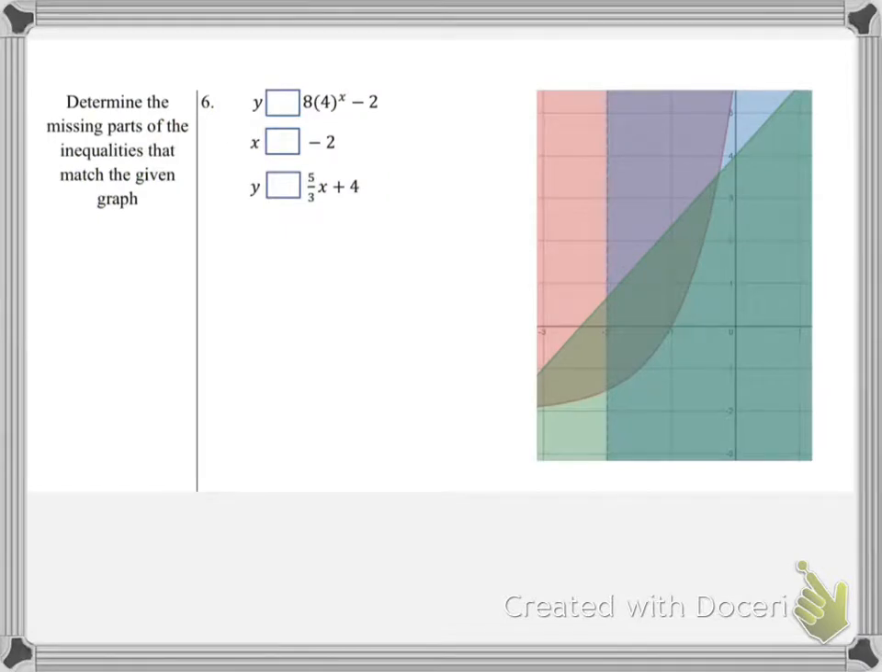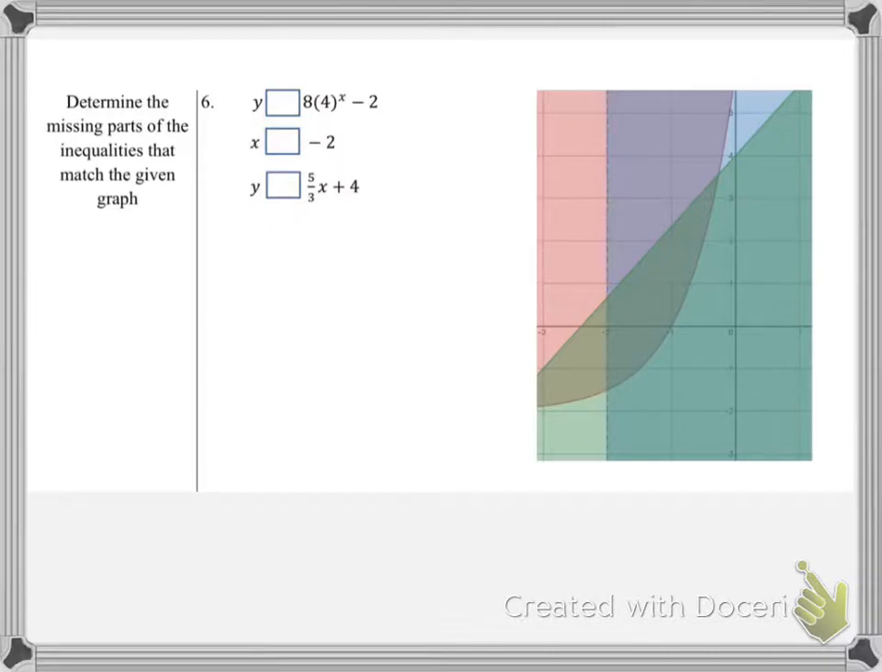Okay, the last two problems that we have, the inequalities have already been created. The graph's already been created. Your job is to figure out what the inequality symbols are that go in. But you've got to match the equations that go together. So if we take a look over here, we've got this shaded region, and it looks like we had red, blue, and green.